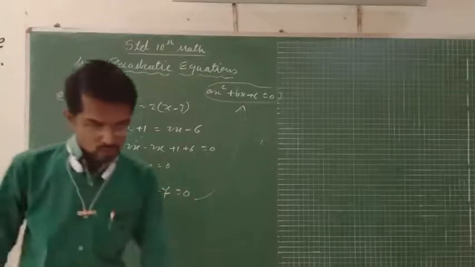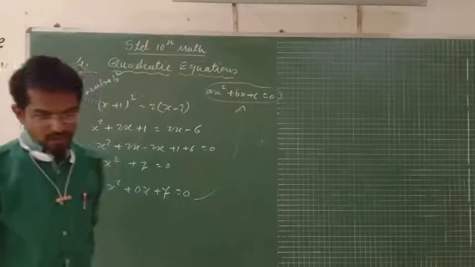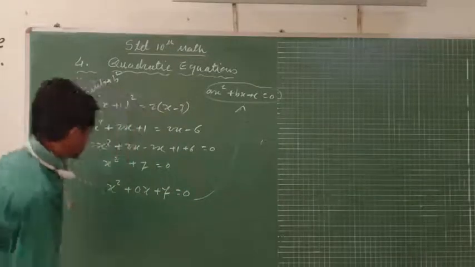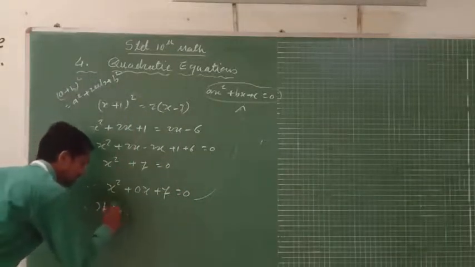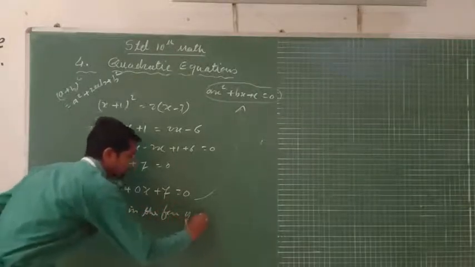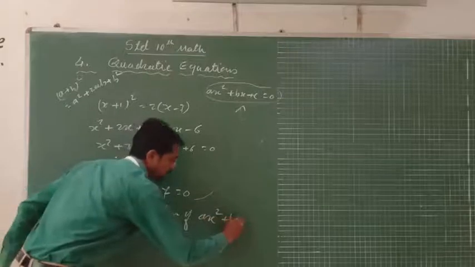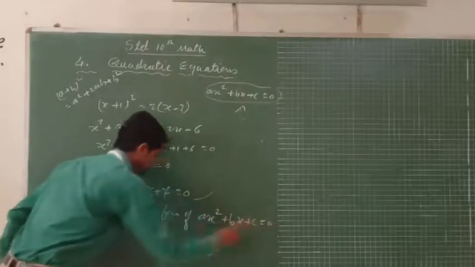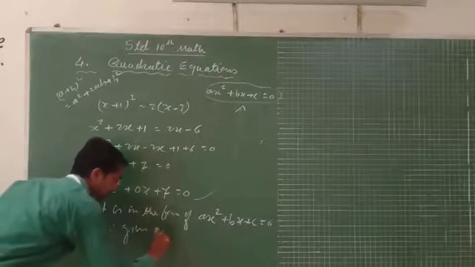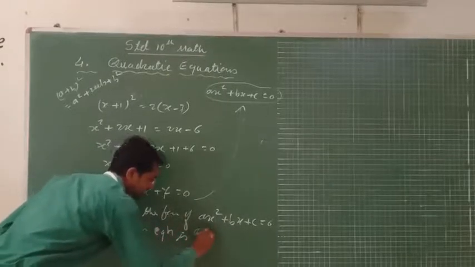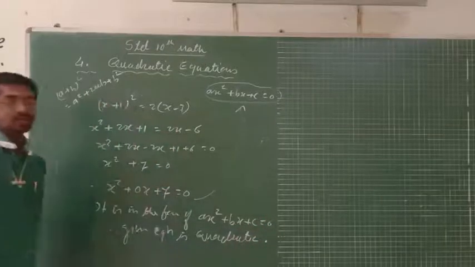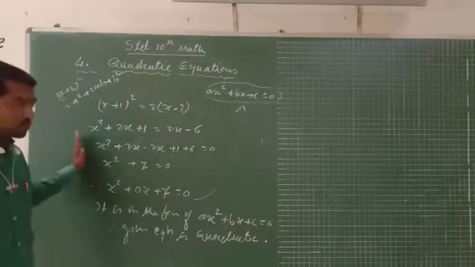So we write that it is in the form of ax square plus bx plus c is equal to 0. Therefore the given equation is quadratic. So like this we have to do for this one.